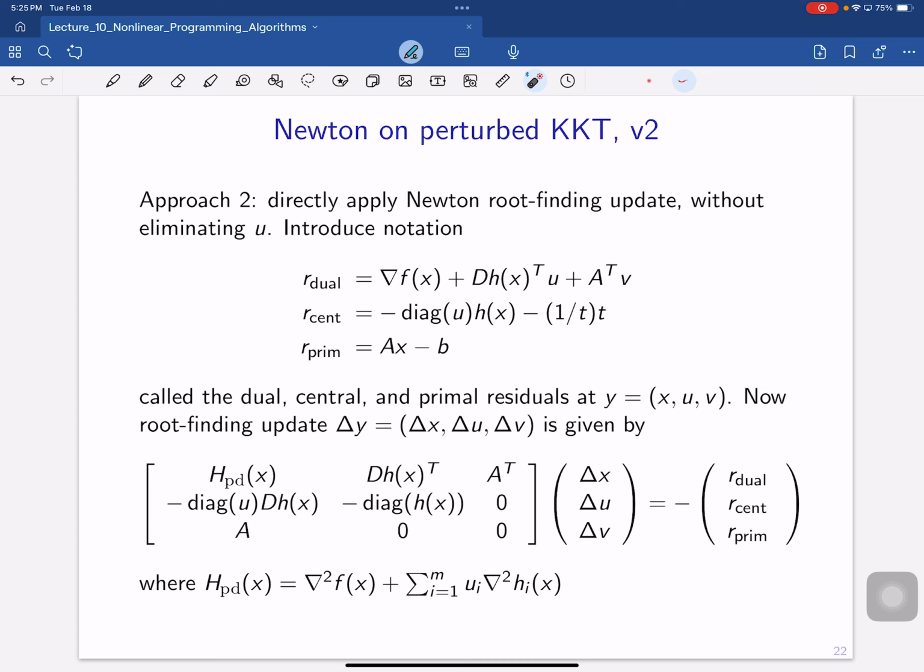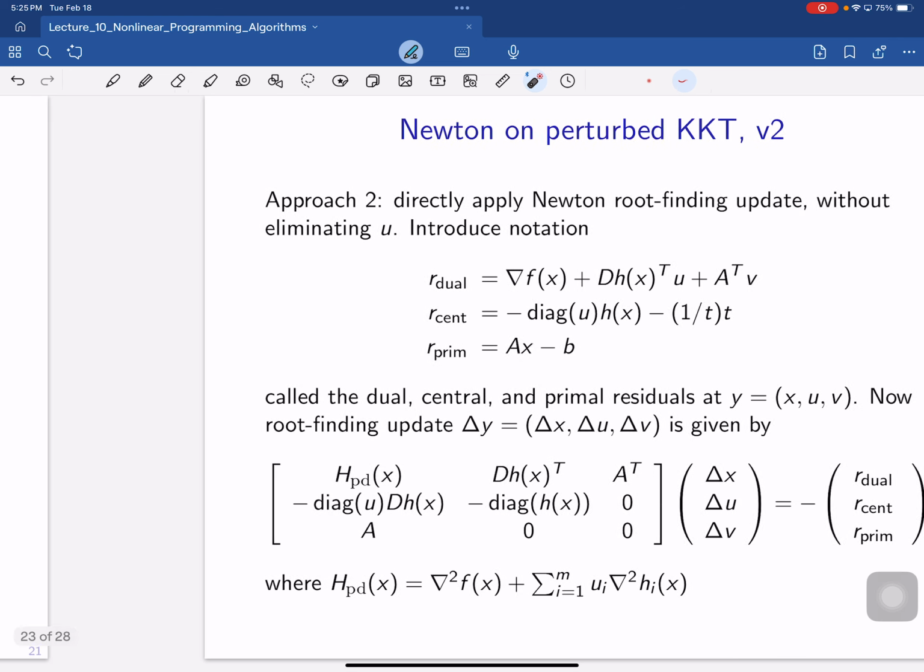You can just think about, I have the same number of primal dual variables as the number of nonlinear equations, right? So that is a square system. You can apply Newton's method to solve that system of nonlinear equations. Okay, so that's sort of the idea behind that.